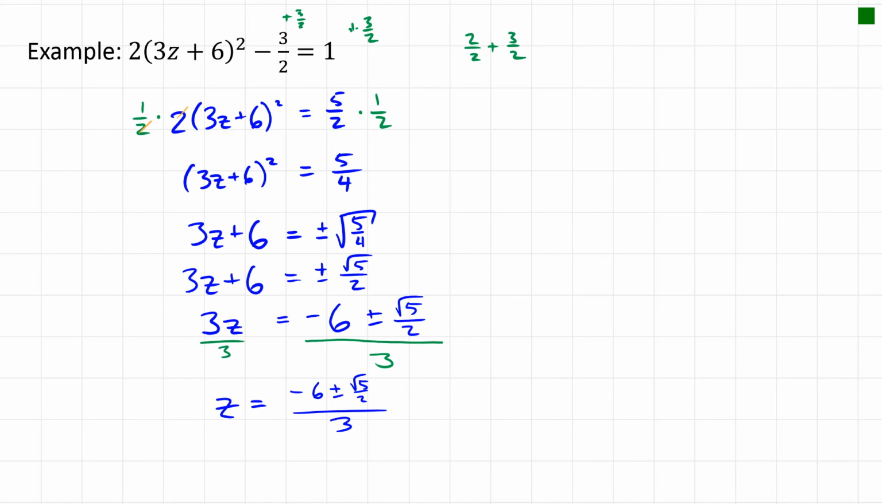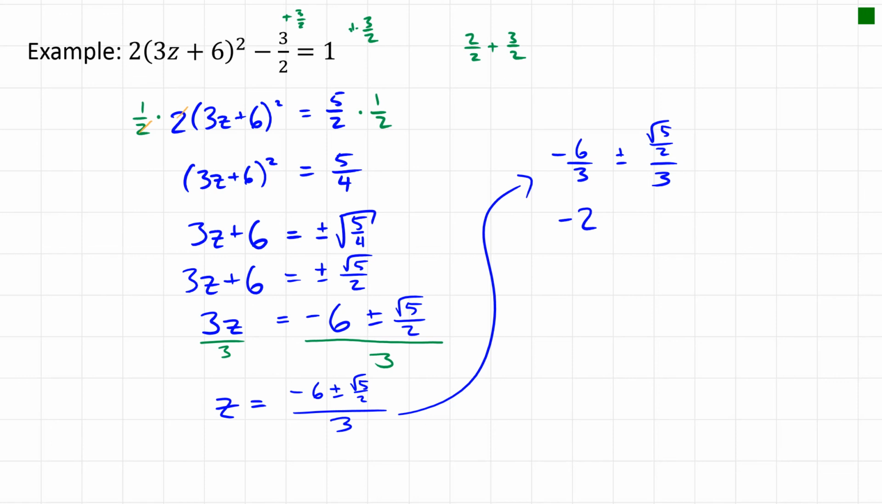This is not a good way to write a solution though. So I'm going to go ahead and simplify this a little bit more over here. And the way I'm going to do that is by splitting apart this fraction. So I have negative 6 over 3 and then plus or minus root 5 over 2 over 3. Because you never want a complex fraction in a solution. So what's nice here is that on the first term, negative 6 over 3 simplifies to negative 2.